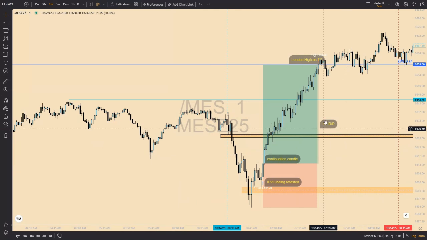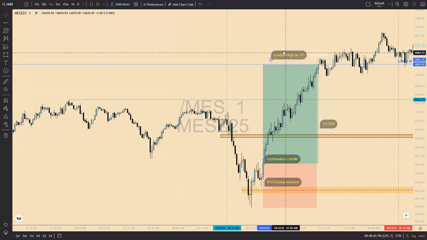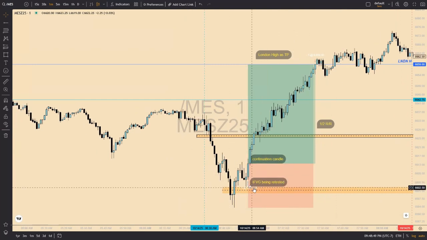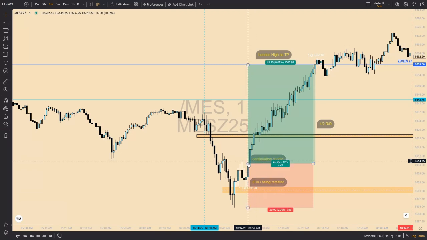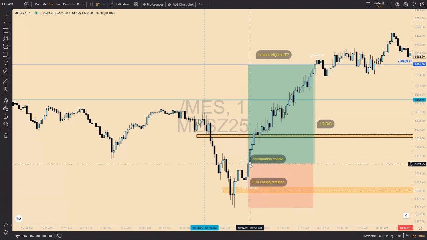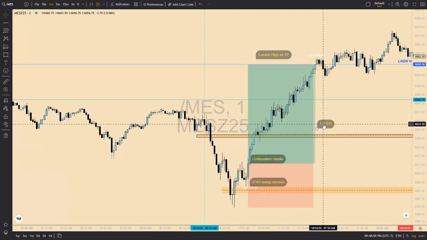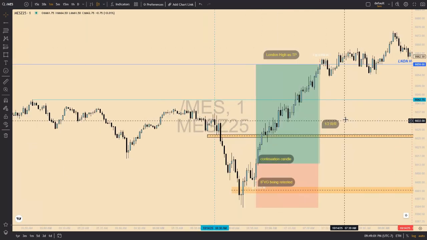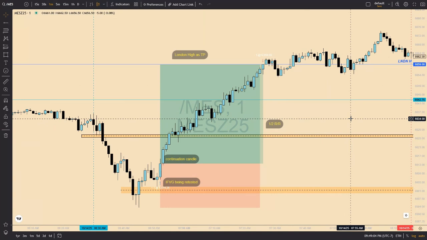So here are my notes that I wrote after the fact, just to show what I was thinking. We had the inverse fair value gap being retested right here. The continuation candle upwards closing right there. That was my entry. A 1 to 2 risk to reward, and London high as my take profit. Pretty simple, and simple is better when it comes to trading. If it's not obvious to you where price is going, it's better not to enter at all.